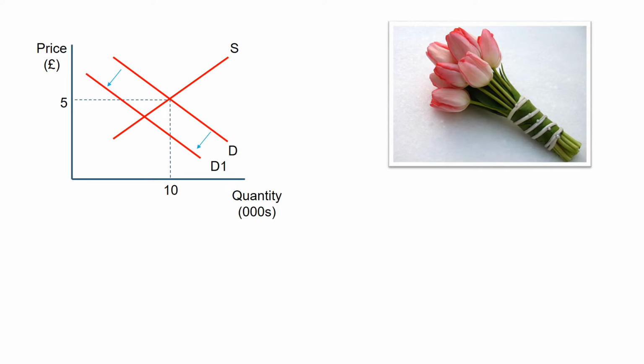Now let's look at what's happening at the price of £5. Actually at the price of £5, the amount that people want to buy is only 6,000. So at £5, people now only want to buy 6,000. But at a price of £5, tulip producers want to supply 10,000. So our market is no longer in equilibrium at this price. It's not in balance. The supply here far outweighs the demand.